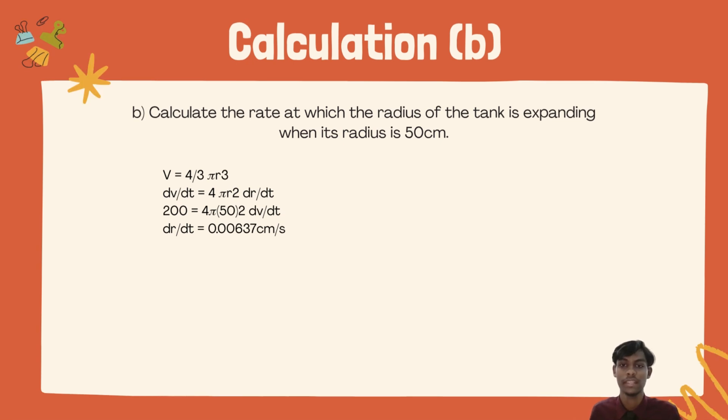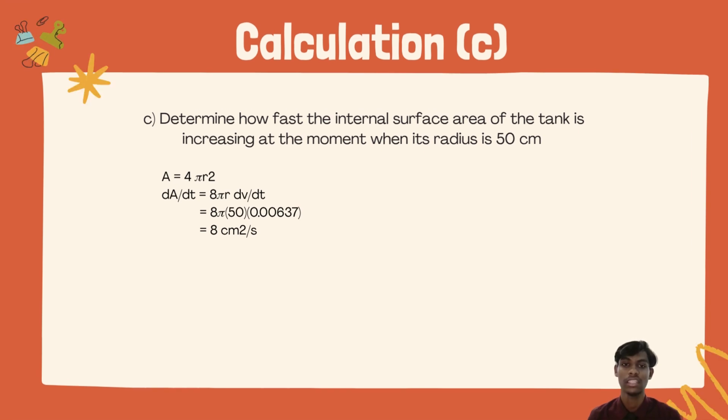Now, moving to question B. Calculate the rate at which the radius of the tank is expanding when its radius is 50 cm. We know that the general formula for the volume of a sphere is 4 over 3 pi r cubed. By differentiating it with respect to t, we get 4 pi r squared dr dt. Thus, we know that 200 is the dV dt. So we can conclude that 200 equals 4 pi times 50 squared times dr dt. Thus, we get that dr over dt equals 0.00637 cm per second.